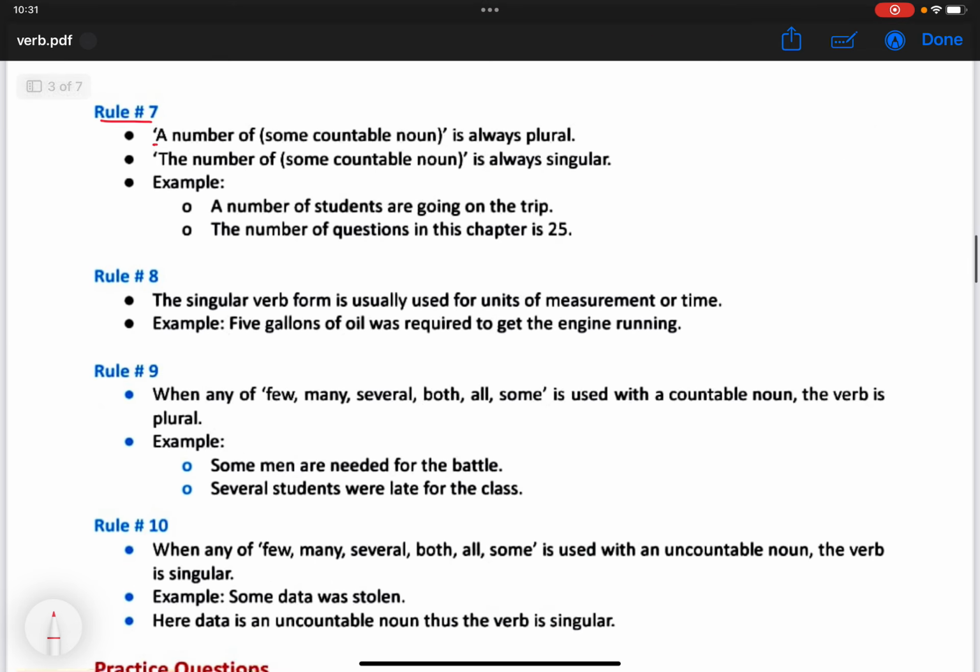Rule number 7. A number of some countable noun is always plural. ठीक है. The number of some countable noun is always singular. A number of students are going on the trip. The number of questions in this chapter is 25. The number of होगा countable noun, तो फिर क्या आएगा, singular.